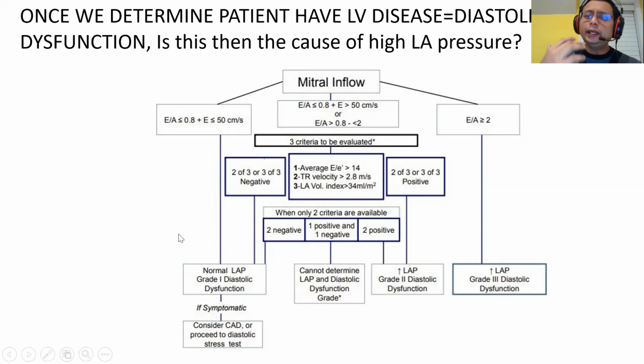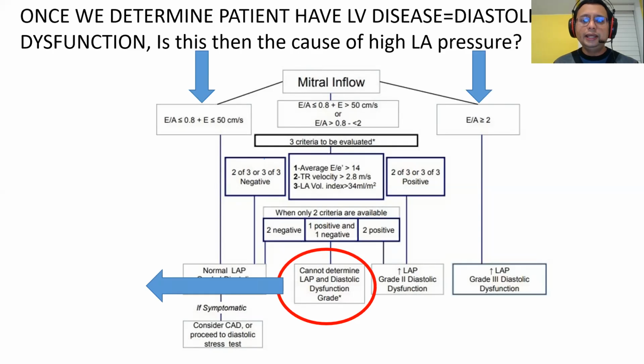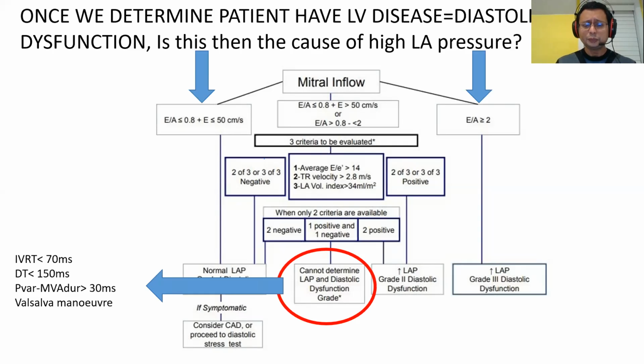I will show you 10 cases in which we apply these characteristics. Okay, so I have mentioned that before. Again, in this algorithm, if you cannot determine whether the LA pressure is elevated or not, you use your supplementary criteria: IVRT less than 70, deceleration time less than 150, pulmonary vein atrial reversal duration minus mitral valve A duration more than 30 milliseconds, positive Valsalva maneuver, then the presence of L wave. I will show you what all that means a bit later.